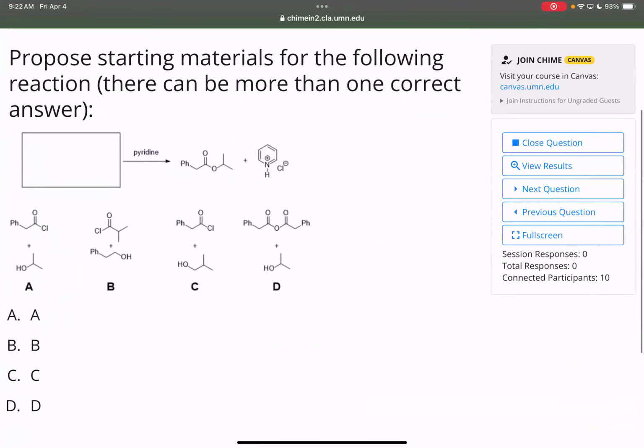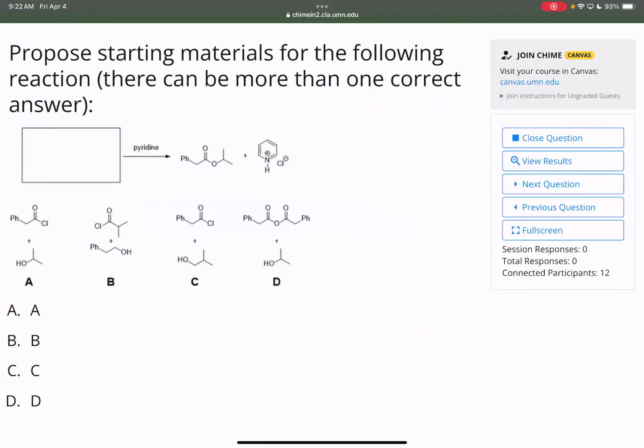Okay, so here I would like you to propose the starting material for the following reaction. There can be more than one. So I've given you both a carboxylic acid derivative and a potential nucleophile. I've given you the product. I've also given you the byproduct. So pay attention to that. You will not always be given the byproduct, but I'm giving it to you this time. Does that change the answer?